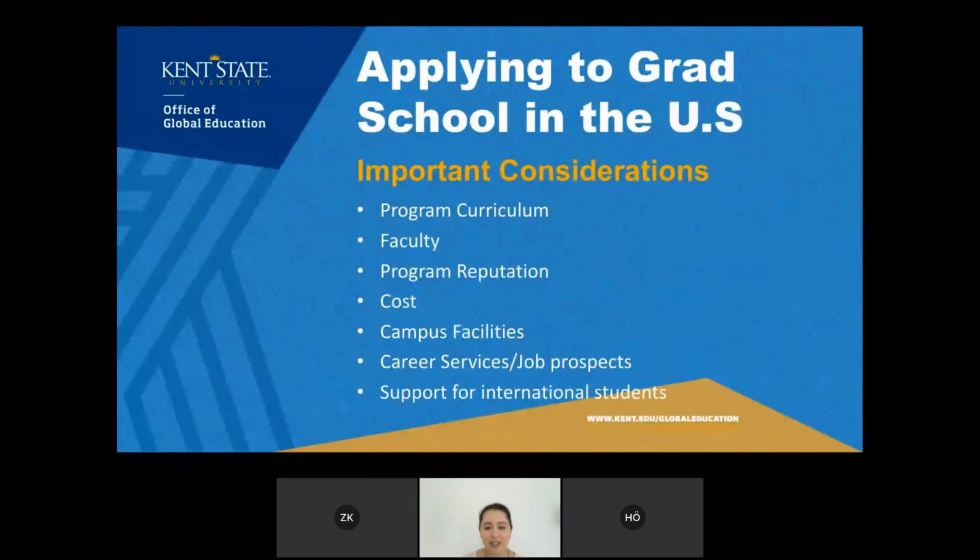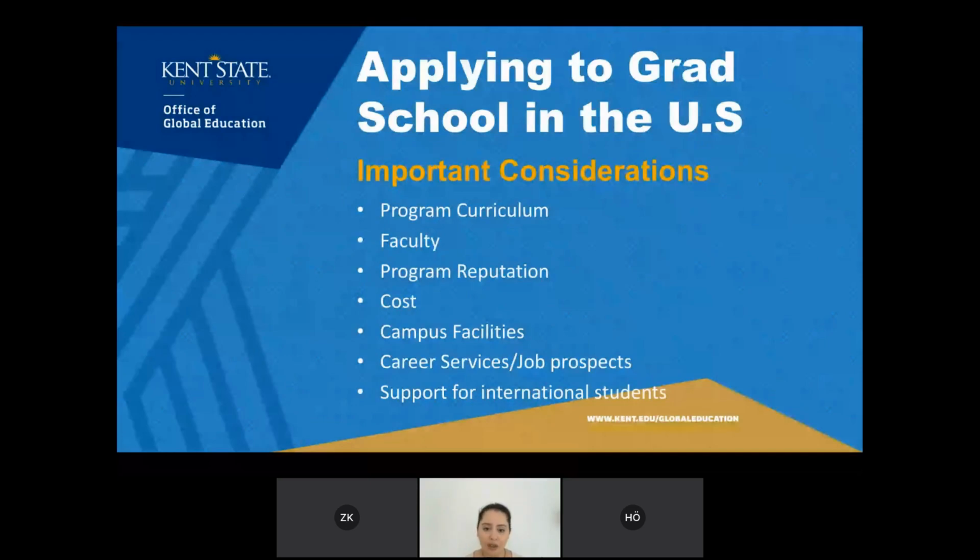Looking at program reputation, again, there are a lot of rankings, but also just looking at whether you know some students, some of your friends or family who have graduated from that program or that school. Another factor is looking at cost. Sometimes you may be really interested in one school, but their cost is out of your price range or out of your budget. So you may need to adjust and find another school that more closely aligns with your budget. You also want to look at campus facilities.